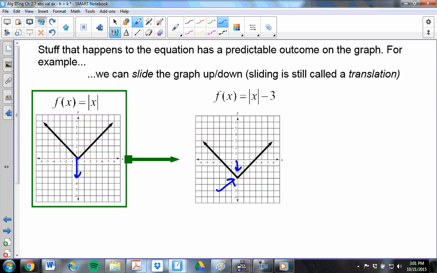This is a translation down. If you have f of x minus 3, and the minus 3 isn't inside the absolute value, this takes the parent function and pulls it down 3 units. The parent function was originally here. It got translated down 3 units.